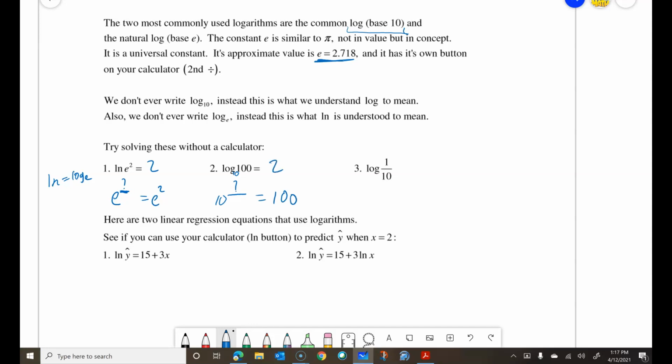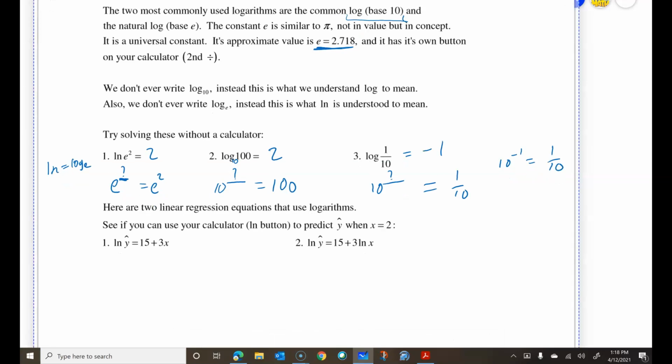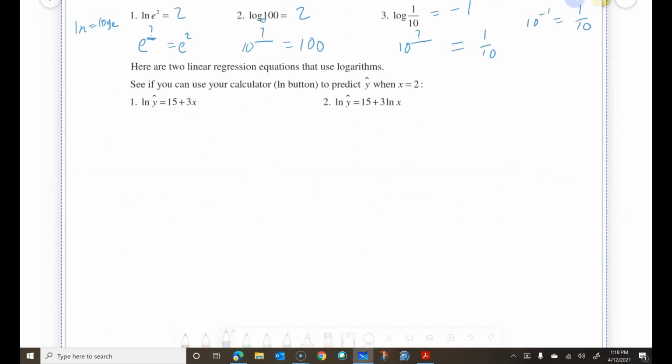And then finally here we're saying to ourselves, again, it's a base 10, there's nothing written. What would I raise 10 to in order to get 1/10? And hopefully we remember our negative exponents, that would be -1, because 10 to the -1 is equal to 1/10.